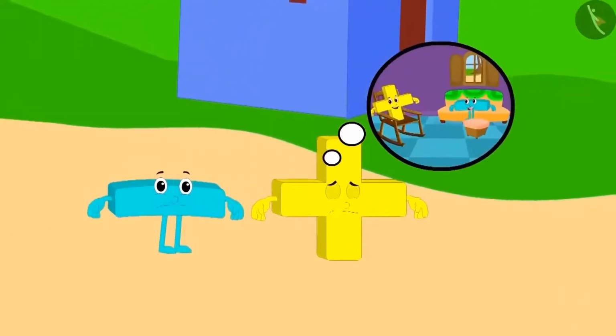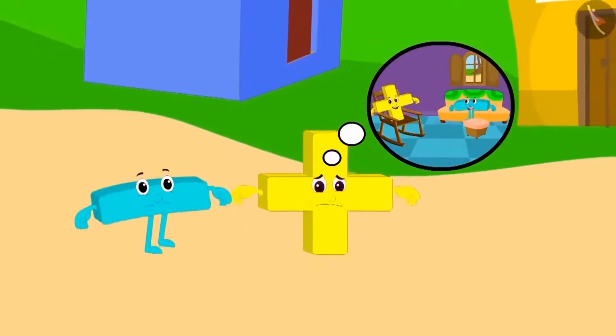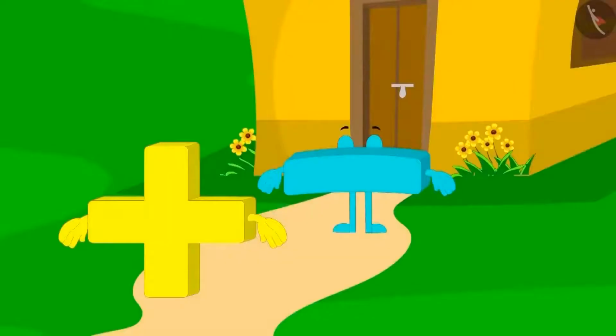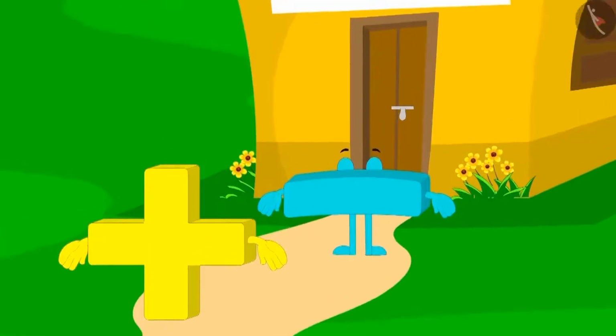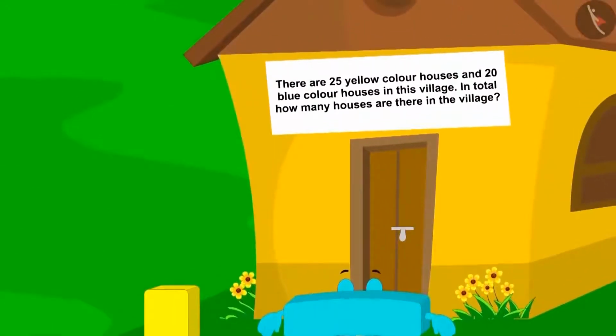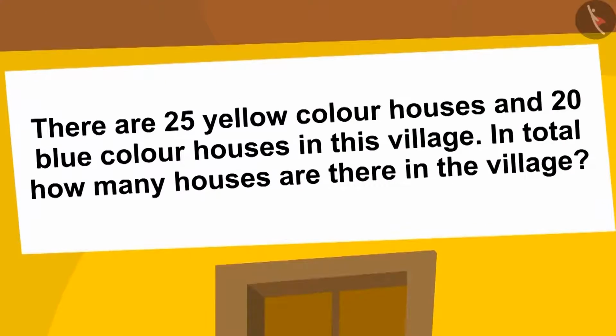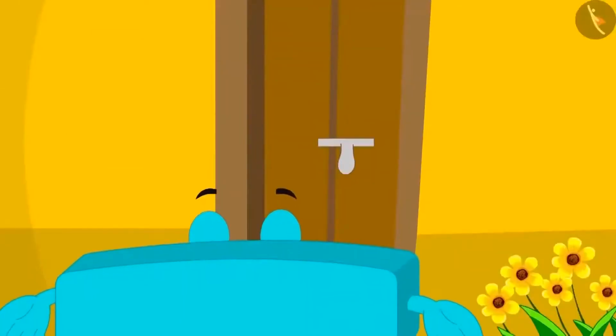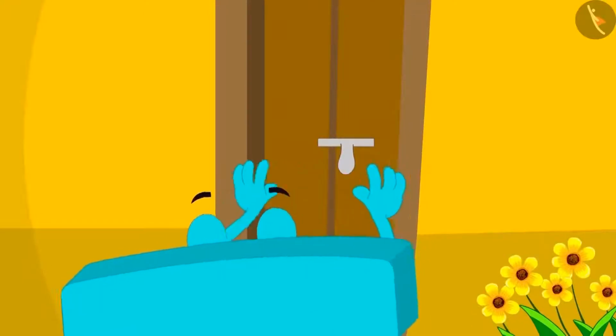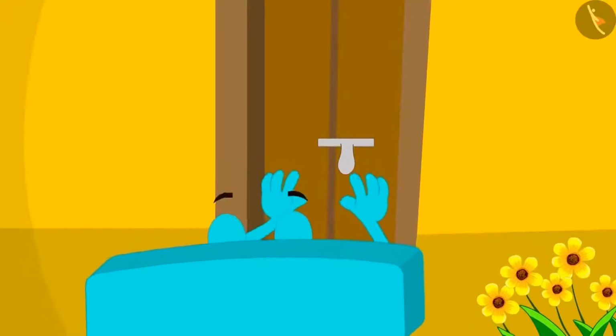They think that they should go to one of the houses and take some rest. They are standing in front of a house, but the door of the house is closed. This puzzle is written on the roof of the house. In this village, 25 houses are of yellow color and 20 houses are of blue color. How many houses are there in the village? First, subtraction tried to enter the house. He tried very hard, but that did not open.